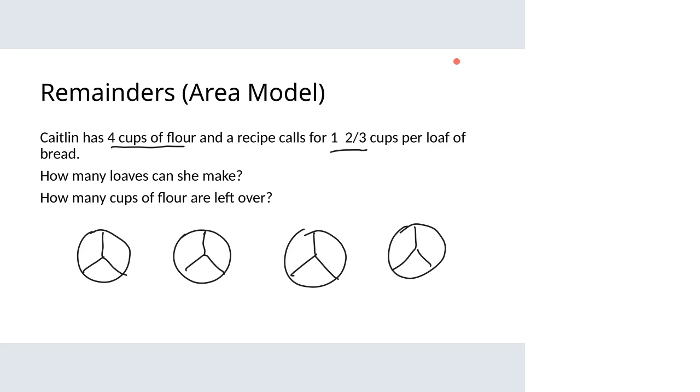Okay, well, loaf number 1 is going to require 1 whole cup plus 2/3 of another cup. That's the first loaf. Loaf number 2 is going to require 1 whole cup plus 2/3 of another, and that's it. I don't have any more. I'm done. How many loaves can she make? She can make 2 loaves of bread.